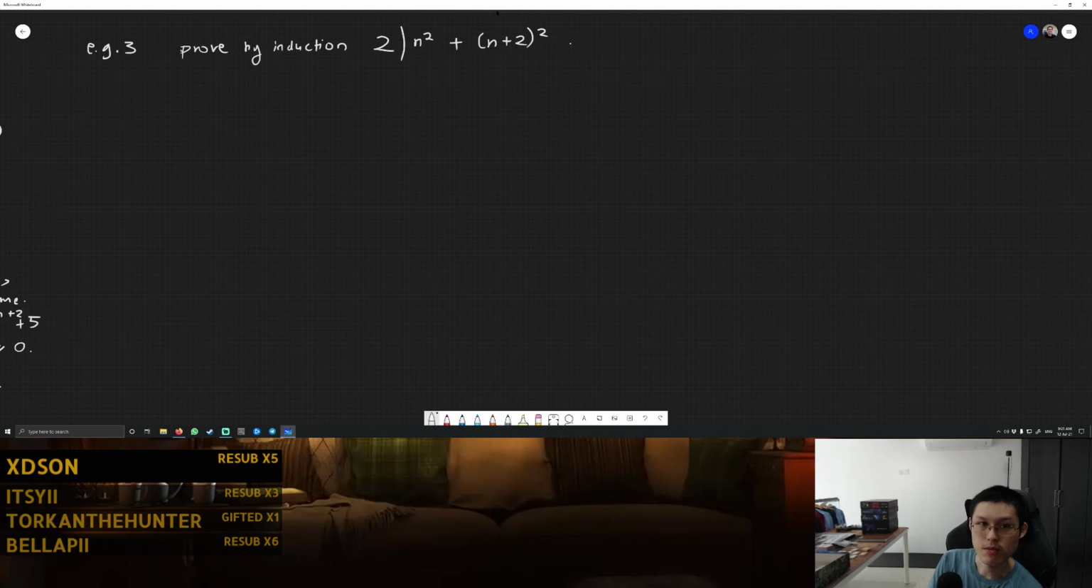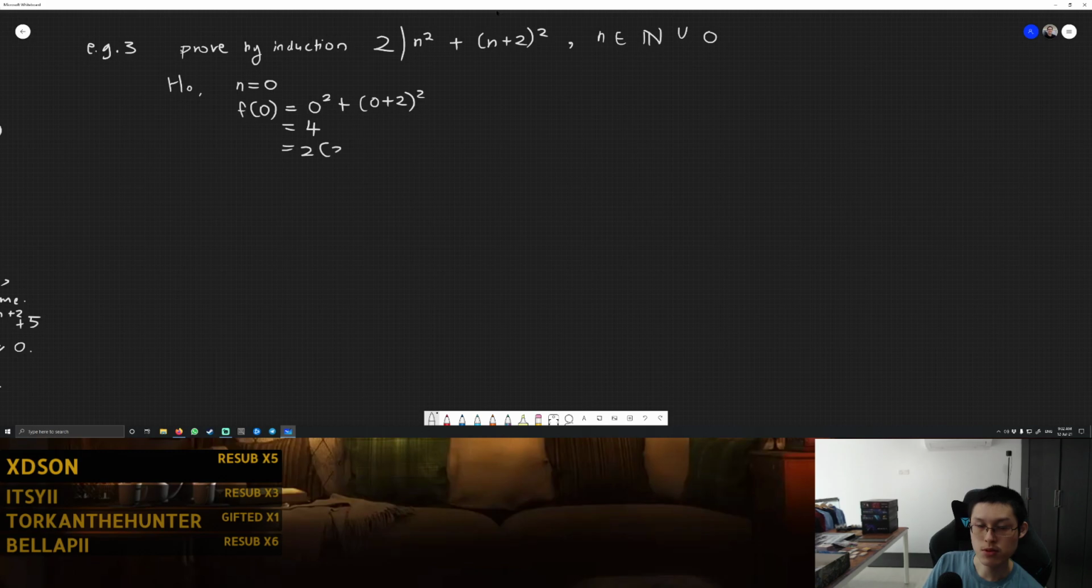Okay, right. So let's start with the base case. Oh wait, I haven't defined the domain for n yet. So n is going to be a natural number including 0. Okay, there we go. So base case n equals 0. F0 equals 0 squared plus 0 plus 2 squared, which is going to give us 4, which is 2 times 2. Therefore, the base case is proven.